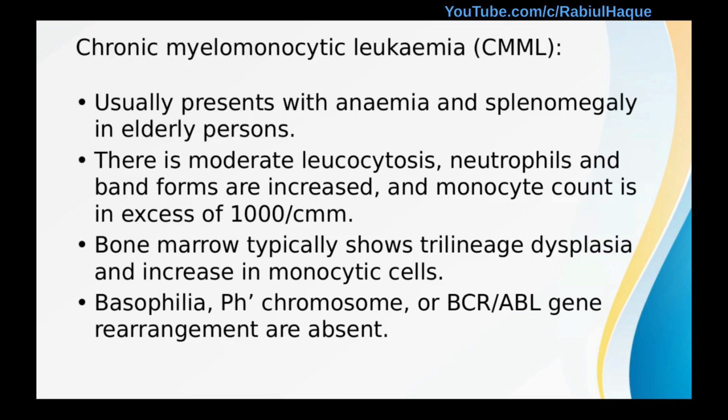There is moderate leukocytosis, neutrophils and band forms are increased, and obviously monocyte count is elevated, and that is in excess of 1000 per cubic millimeter. Bone marrow will typically show trilineage dysplasia, and there will be increase in monocytic cells. However, basophilia, Philadelphia chromosome, and BCR-ABL gene rearrangement will be absent.